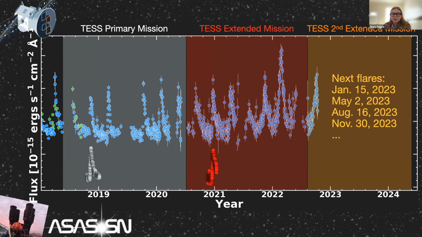But again, I'd like to reiterate that one of the most exciting aspects of this object is that we know very precisely when these future flares will occur. The latest flare is actually currently ongoing. This is the most recent ASAS-SN light curve. It's currently in its declining phase. I'm continuing to study the system, so stay tuned for more.